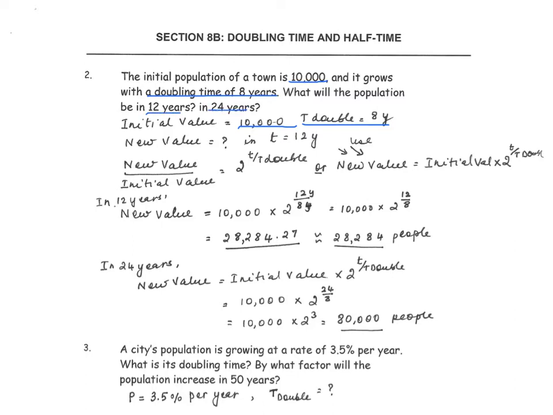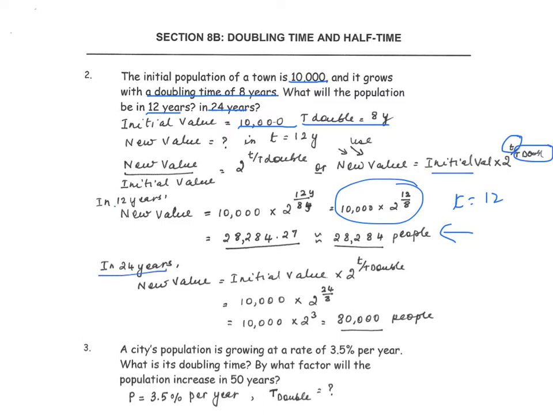So in 12 years, t is equal to 12. We know the initial value. We know the T double, the doubling time, and the time period, 12. Plugging in all the numbers, we get 10,000 times 2 to the 12 over 8, and that gives us the new population based on the doubling time. That would be 28,284 people.